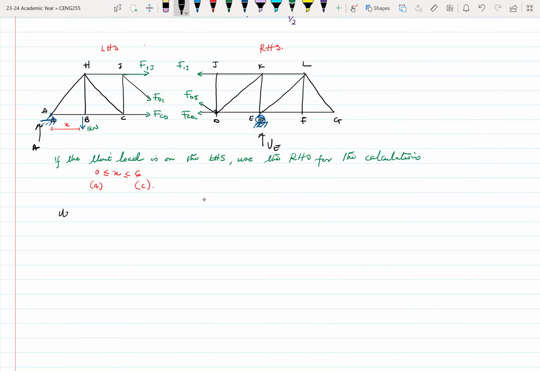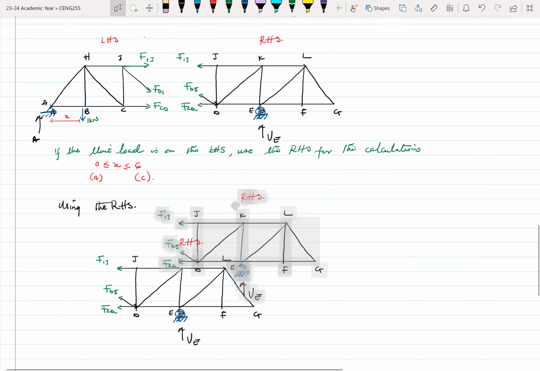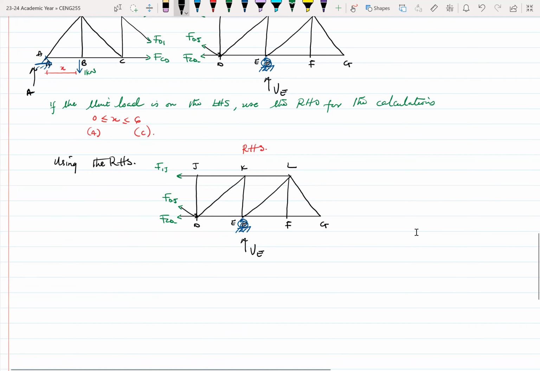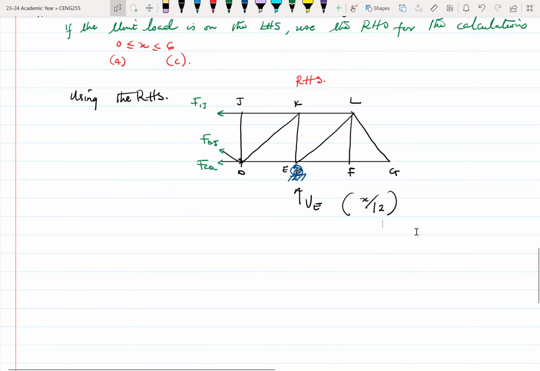So here I'm using the right hand side. I'm going to take the right hand side, copy that and place it over here. Okay, so it's what we have seen so far. So here we know that our V is what? We already found what V is. V is x over 12. So now this is what we have to work with.